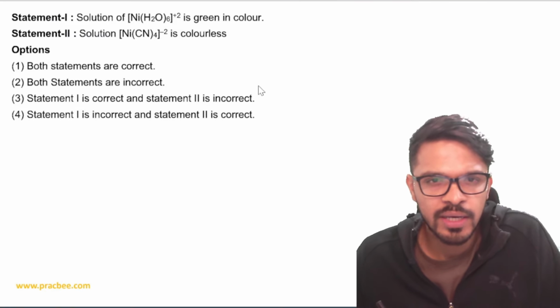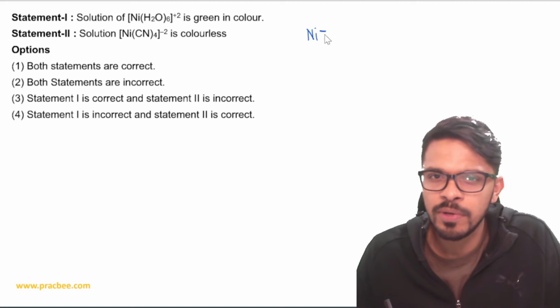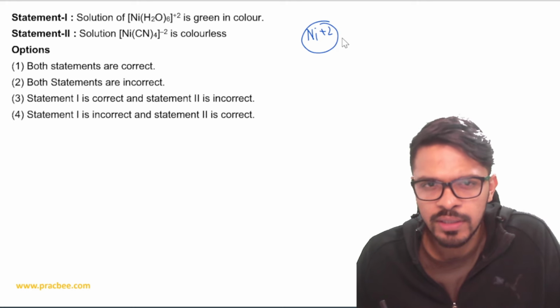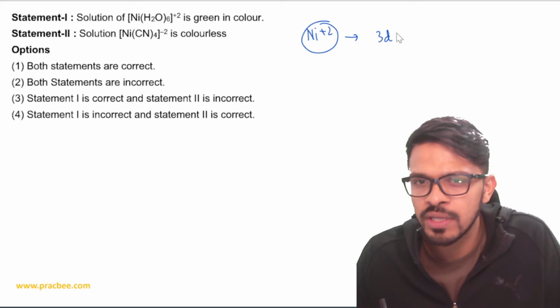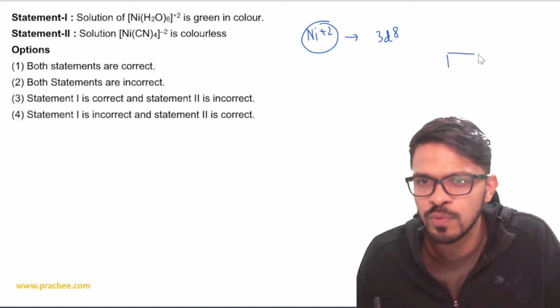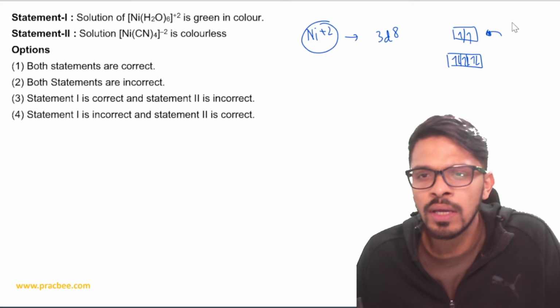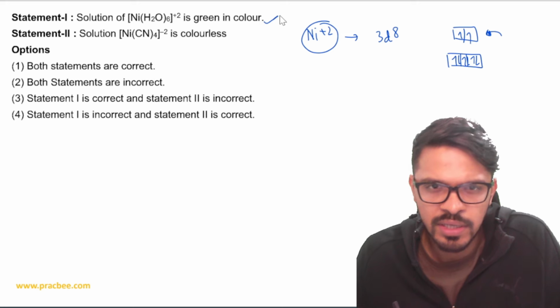The color of [Ni(H2O)6]2+ is green. Yeah, that is true. We have Ni2+. This we have studied in d and f block, that the color of Ni2+ is generally green. So if we talk about Ni2+, it is 3d8 and the ligand is a weak field ligand. So it would be 1, 2, 3, 4, 5, 6, 7 and 8. I can see there are 2 unpaired electrons, due to which color can come, right? So it is green in color.